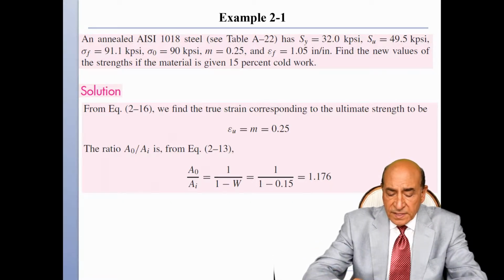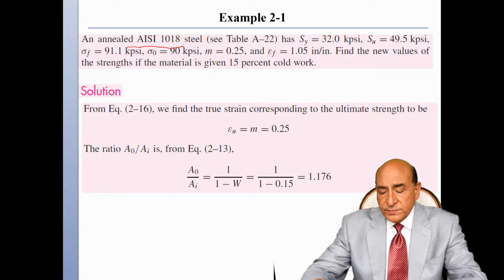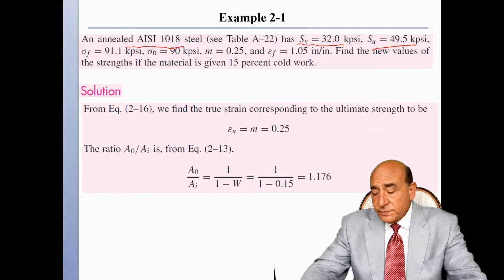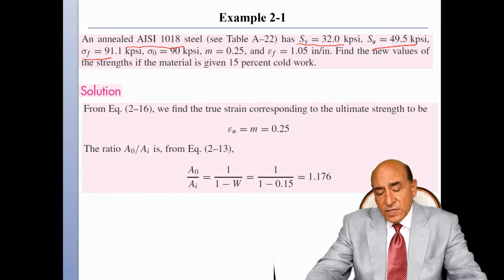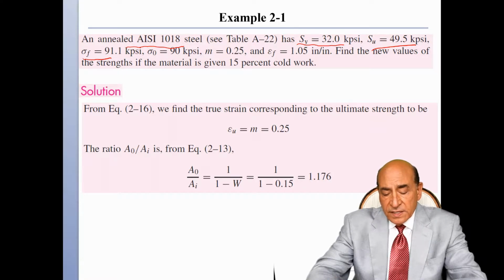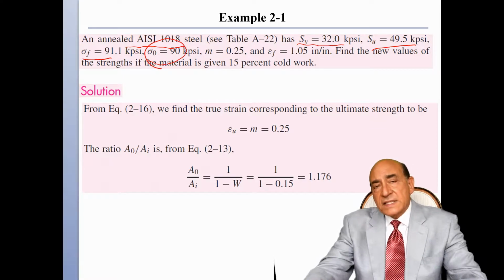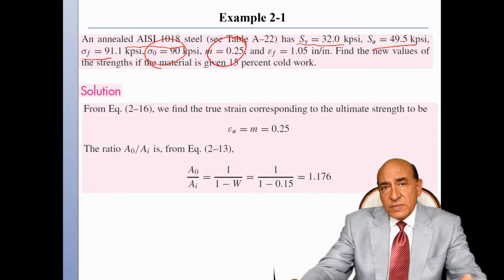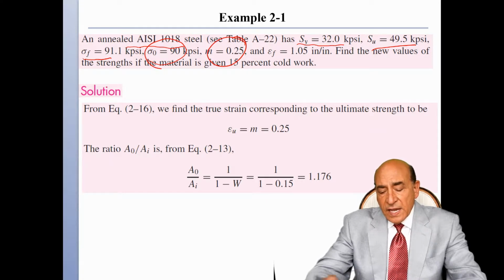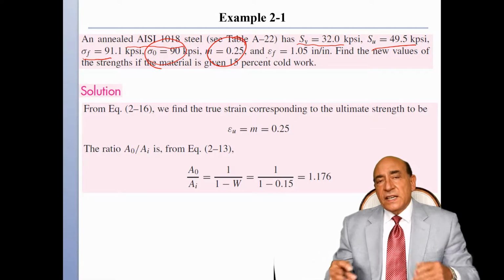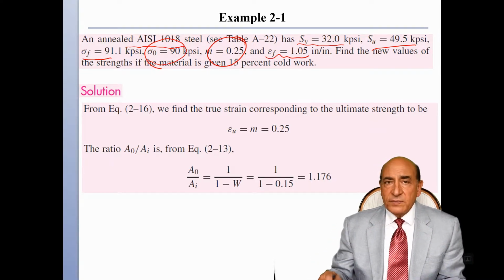So we have steel 1018, and it has a yield stress of 32 KSI, ultimate strength of 49.5 KSI, fracture stress 91.1, and then the two parameters that describe plastic deformation in this Ramberg-Osgood formula: sigma 0 is 90 and the strain hardening exponent is 0.25, and the fracture strain is 1.05, means 105%.